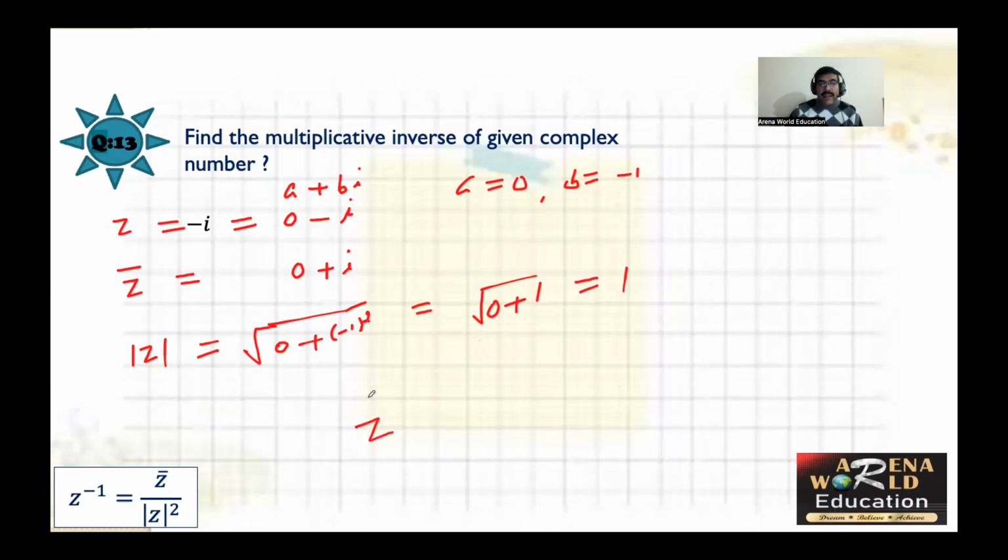So directly we can write z inverse. So that will be what? That will be, yes, conjugate. It is 0 plus iota, and what is the modulus z? It is 1, and we need 1 square. So final answer is iota only. So z inverse is iota, right? If you want to write it in the standard form, this is 0 plus 1 into iota, right? So in this way, you can solve question number 13.